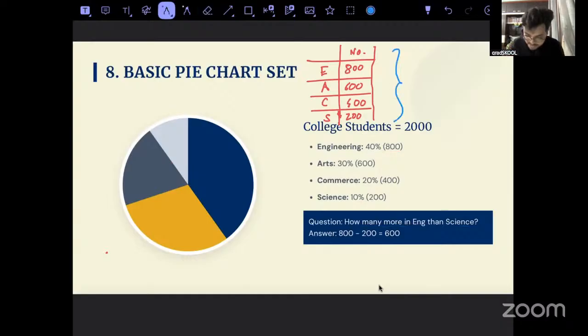Now the question says how many more in engineering than in science. So in engineering we had 800. In science we had 200. So question is valid. If we interpret the question in Hindi, it is saying how many more engineering students were there than science students, correct?